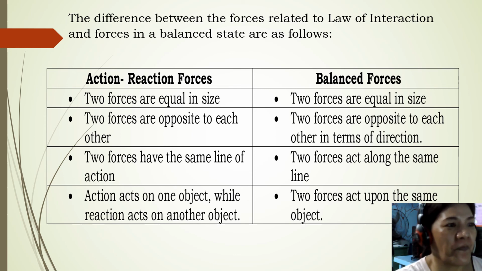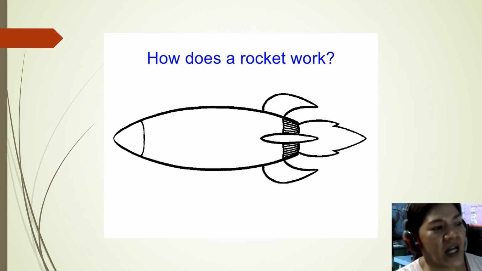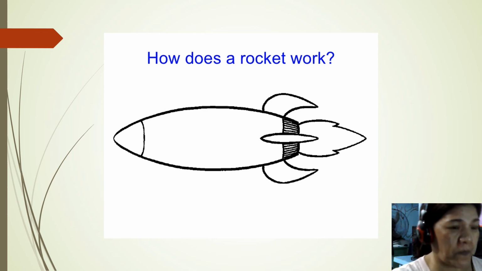So, class, I hope it is clear now that in the law of interaction, there are two forces involved, which are the action and the reaction forces. So that is how a rocket works.